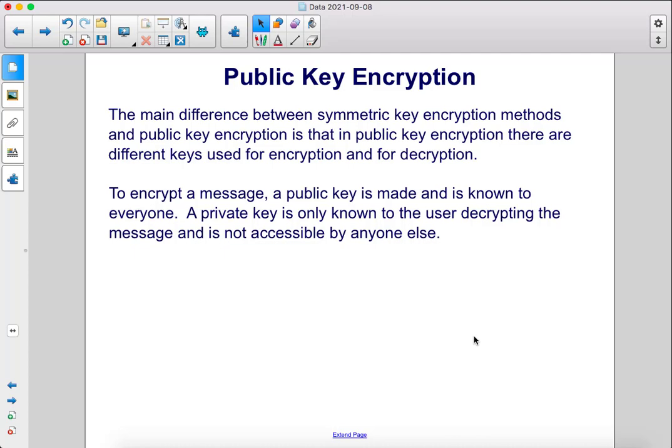To encrypt a message, a public key is made and is known to everyone. A private key is only known to the user decrypting the message and is not accessible by anyone else.